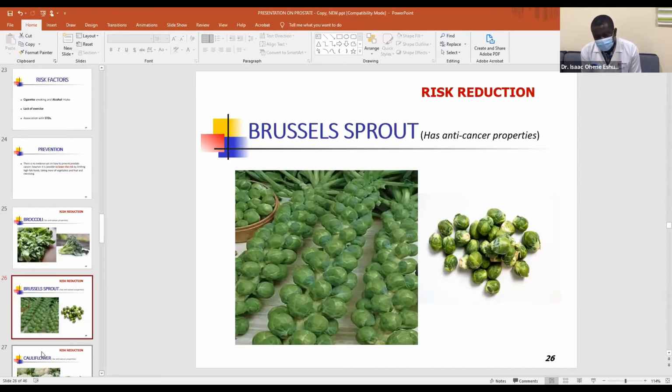I'll quickly go through because of time. Another vegetable here, we have Brussels sprouts. Now, all these that we'll mention is because of their anti-cancer properties. So Brussels sprout is also another. And I took time to show us the images because at least once you see it and you are familiar, it will help stick them more. There are Brussels sprouts.